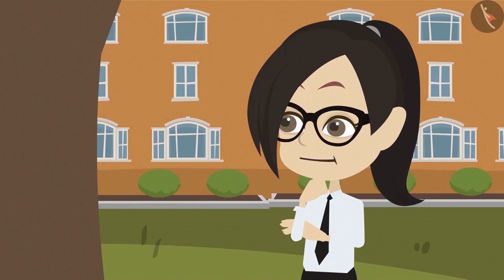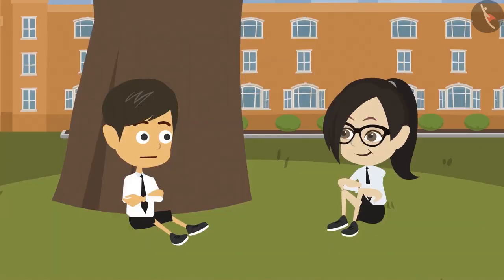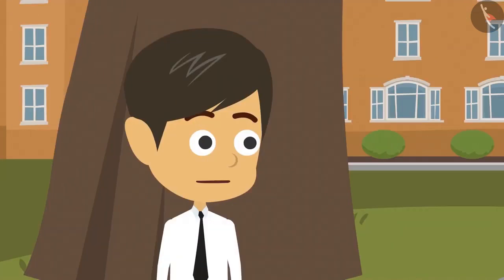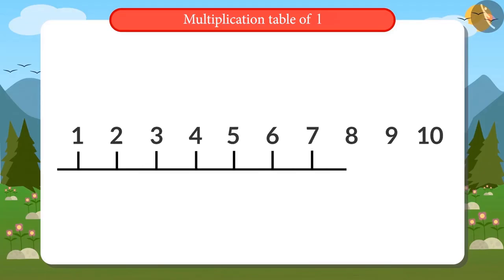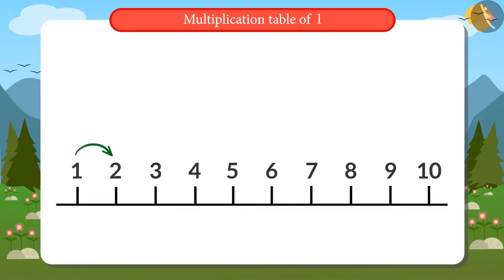Table of 1? There is a table of 1 as well? I don't know about it. There is a table of 1 as well, and it is the easiest one. If we add 1 to any number on the number line, we get its succeeding number.